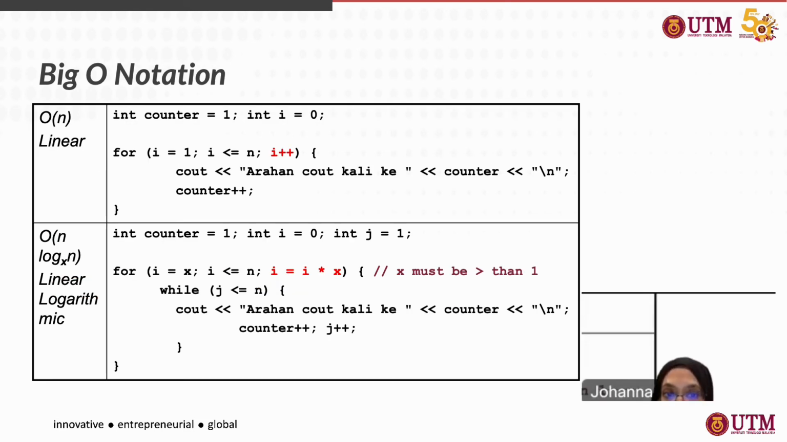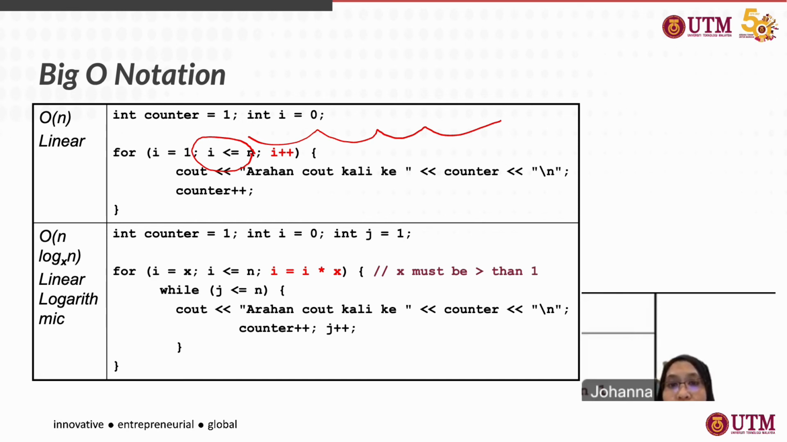Let's look at this one, O(n). For O(n), it's very simple. Like I told you just now, the complexity is n, meaning that we are going to traverse from the first index up to the next index until we reach the end, the last index in the array, in the data set, in the list.